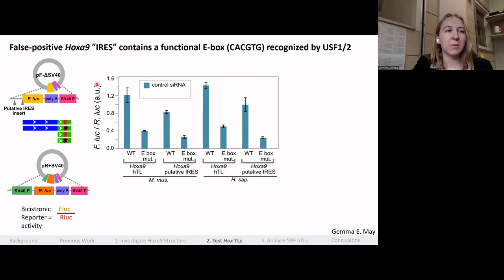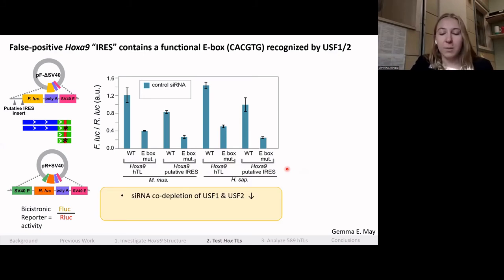So that's what's shown here on this graph, the y-axis. And on the x-axis is the different levels of F-Luc for the different plasmids. So we had the HOXA9 transcript leader, the IRES region, and also the human isoform, or the human version of the HOXA9 transcript leader, and also the putative IRES region. And here we saw wherever the E-box was mutated, we had a decrease in F-Luc expression.